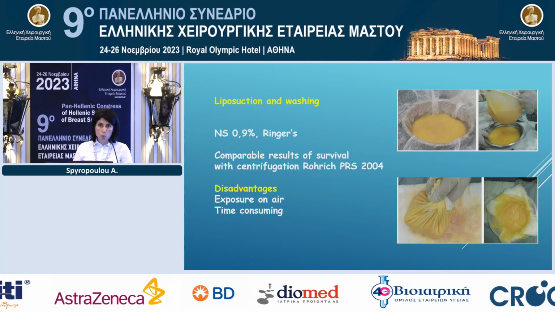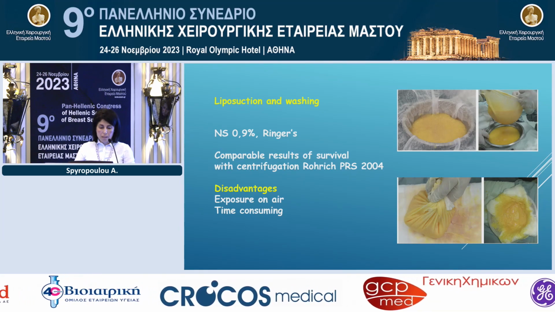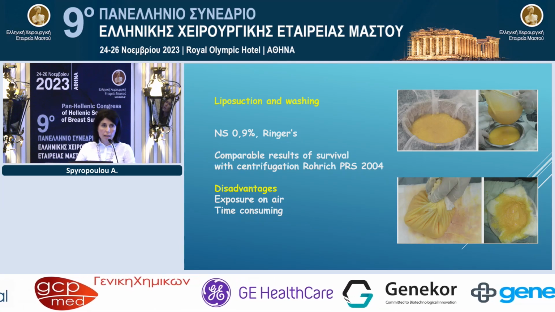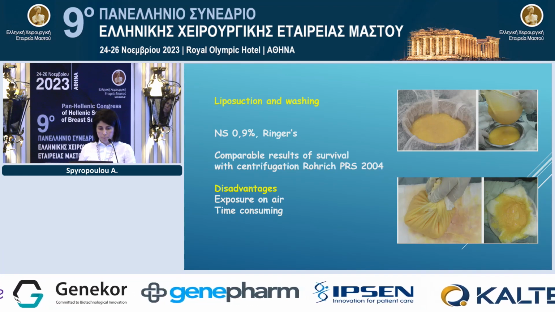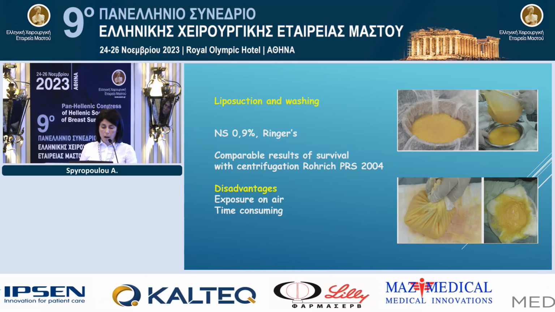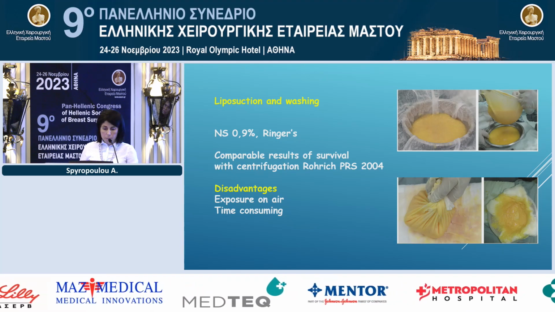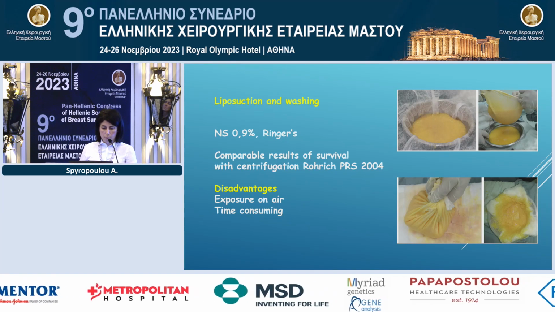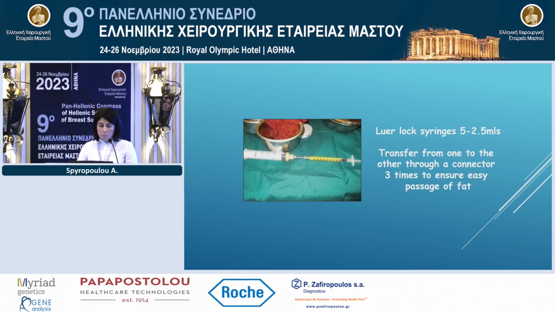Or if you want to do a mega transfer, you can do liposuction and washing, but the problem in this case is that the fat is exposed to air, so there's a possibility of contamination, and it's time consuming. And there is a greater possibility of oil cysts. There is a report in PRS in 2004 by Rohrich that there are comparable results of survival with centrifugation. And of course, this is subject to whatever the surgeon prefers. We prefer to use the classical method, the Coleman technique.